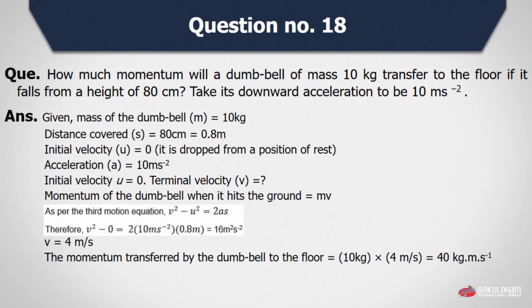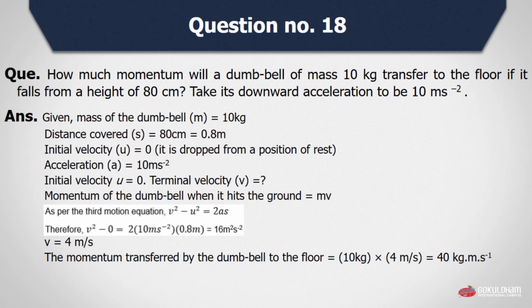The next question that we are going to solve is question number 18, according to which we have to find the momentum of a dumbbell of mass 10 kg transferred to the floor if it falls from a height of 80 cm. Means how much momentum will a dumbbell of mass 10 kg transfer to the floor if it falls from a height of 80 cm, and take its downward acceleration to be 10 meter per second square. Means here we have been given downward acceleration as 10 meter per second square.